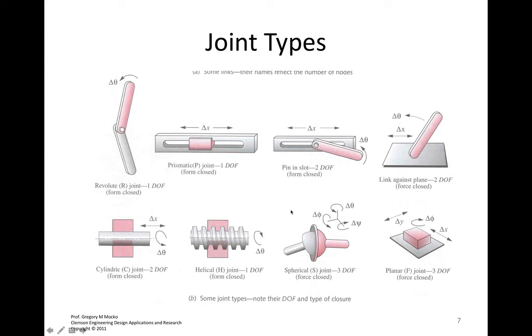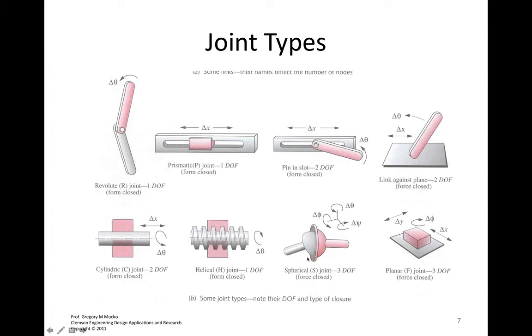We've got some other types of joints here. A cylindrical joint, so we've got a shaft inside a block. This is a 2 degree of freedom system. A helical joint, or what you might know as a screw joint, is a single degree of freedom system. The reason is that as I count the number of rotations of this screw, I precisely know where this screw is.